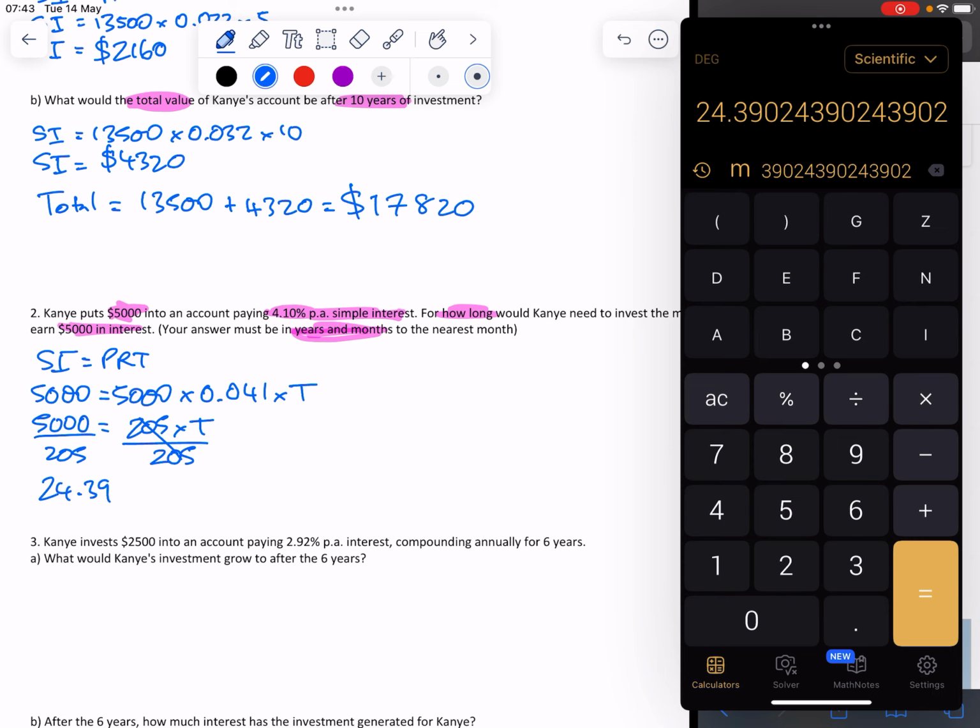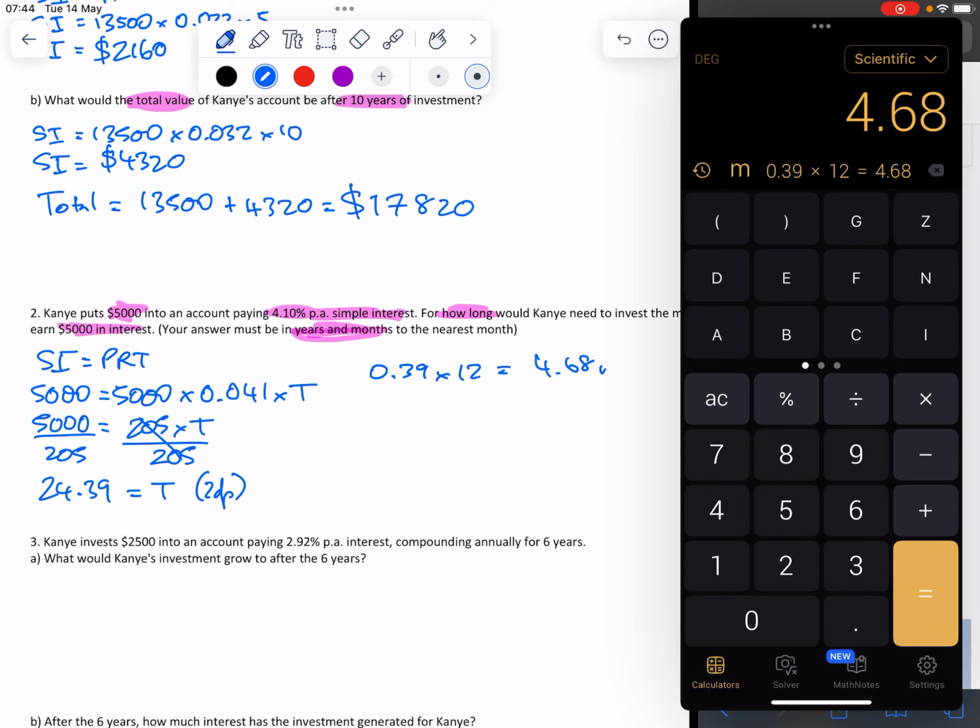We want it in years and months, so we need to work out what 0.39 is in terms of months. There's 12 months in a year. 0.39 times 12 is 4.68 months. So therefore, 24 years and 4.68 months. But it says to the nearest month, so 24 years, 5 months. That's your final answer, okay? Because it says nearest month.